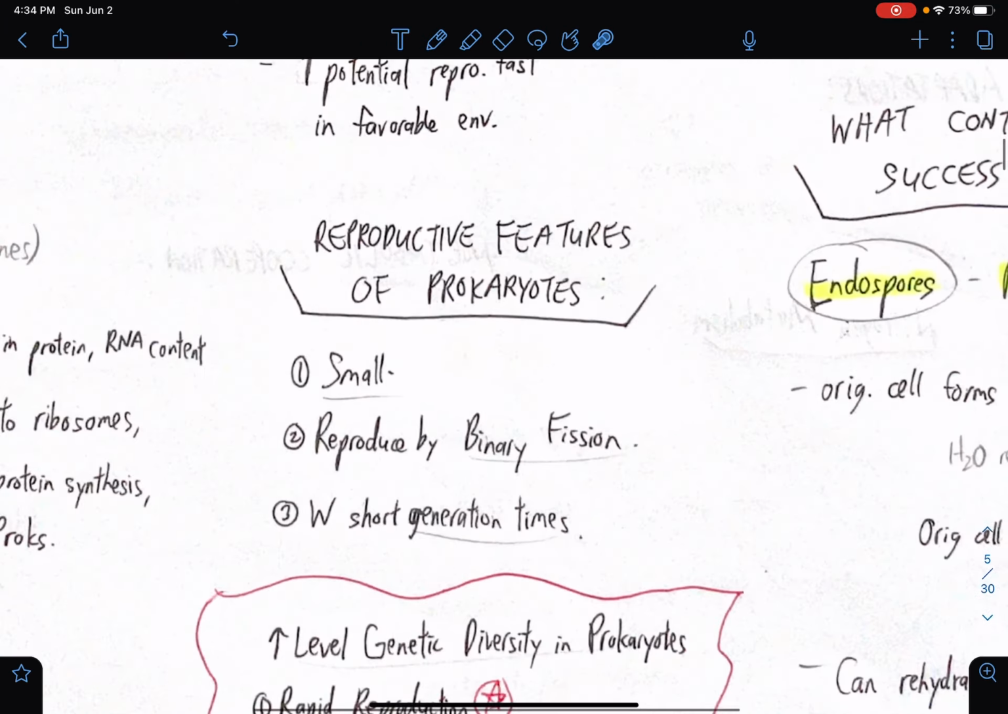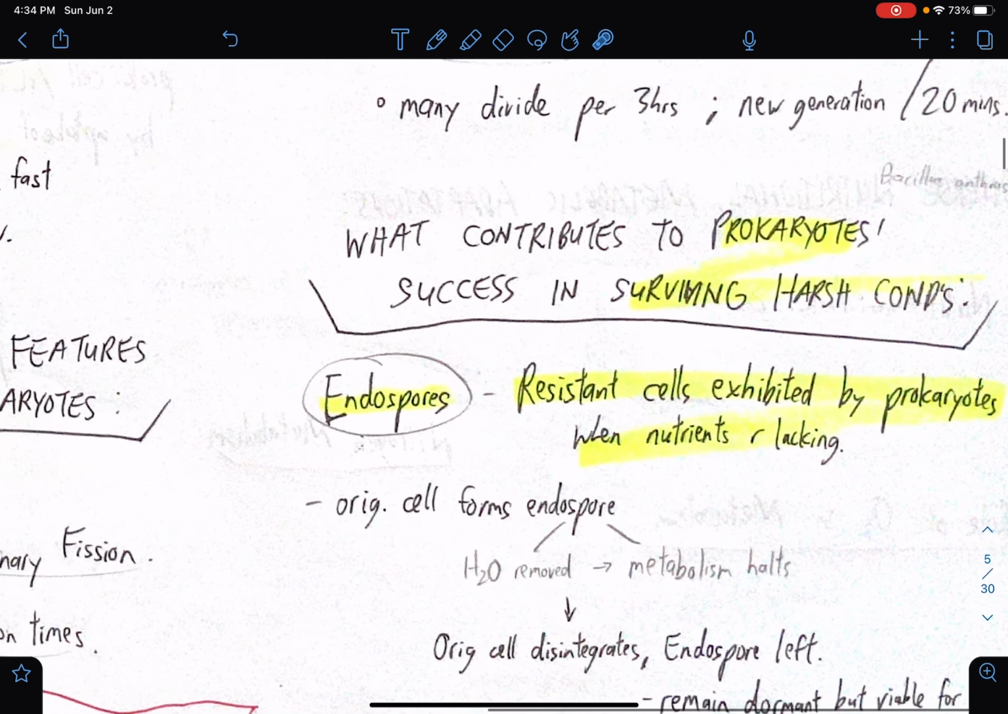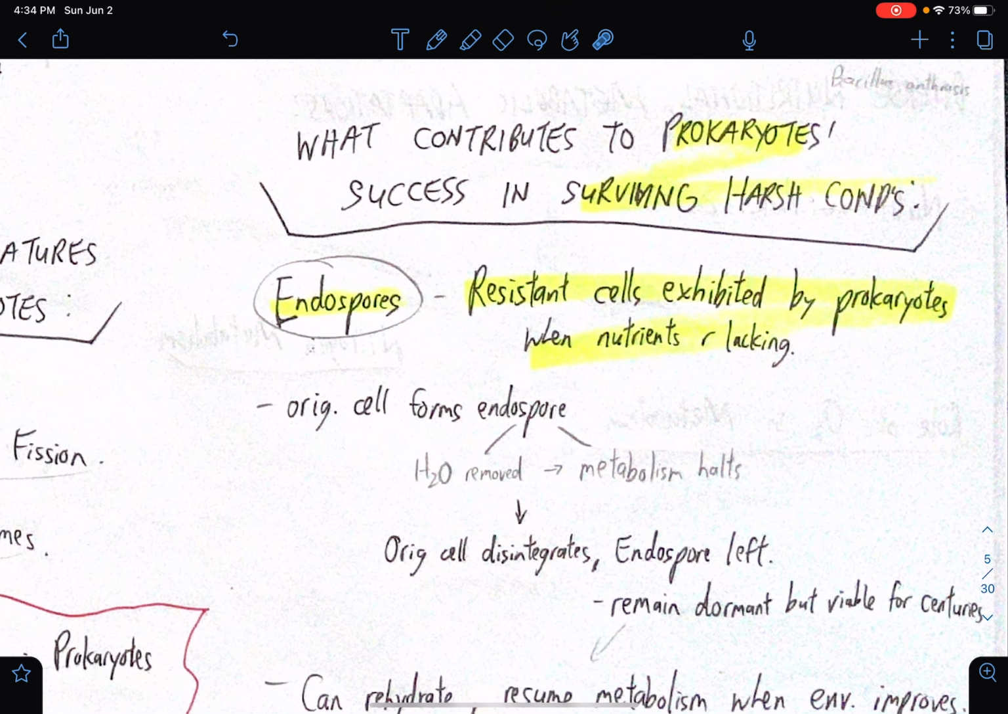What are the reproductive features of prokaryotes? So they're small. They reproduce by binary fission and they have short generation times. What contributes to the prokaryotes' success in surviving harsh conditions? We answered earlier how they're able to compensate for the absence of membrane-bound organelles in performing metabolic functions. Right now, let's answer how they survive harsh conditions. So there's something called endospores. These endospores are resistant cells exhibited by prokaryotes when nutrients are lacking.